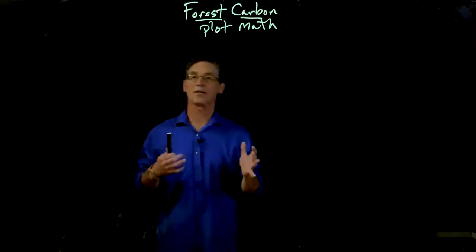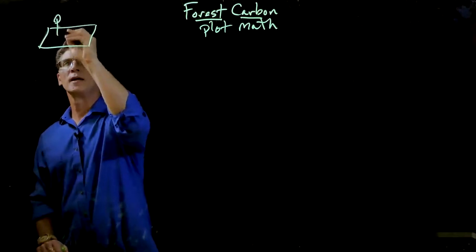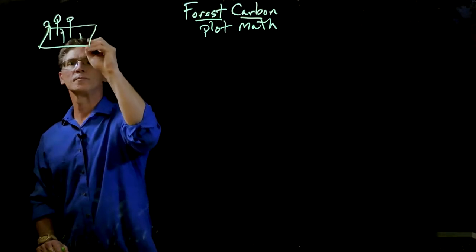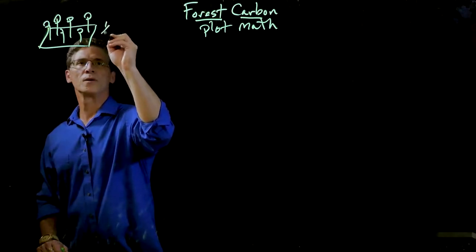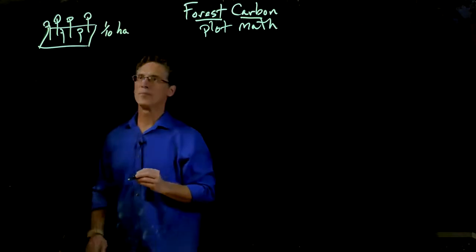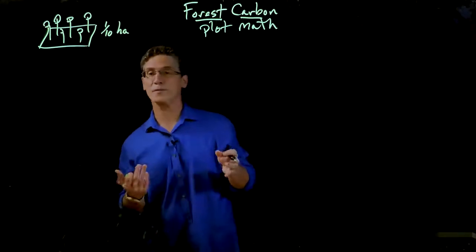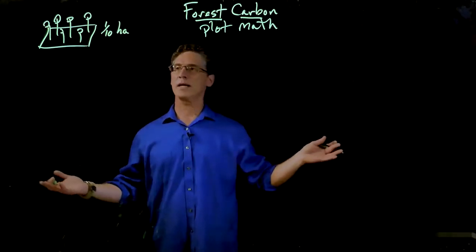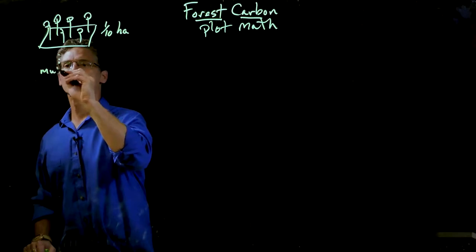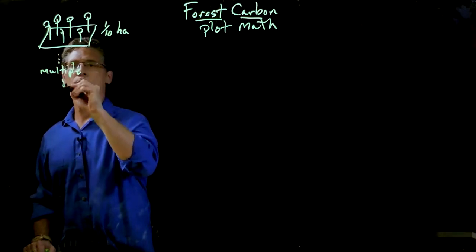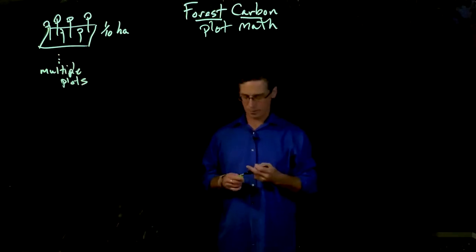So a good place to start is to think about basic forestry data. In basic forestry plot data, we're going to have a plot, and there'll be a bunch of trees in it. And this plot will have a certain size. So let's say that this plot is 1/10 of a hectare. Now, if we know how much carbon there is on 1/10 of a hectare, then we can extrapolate that to many hectares of a larger forest. And then we'll repeat this for multiple plots across the forest. And then we'll use that to generate the numbers.